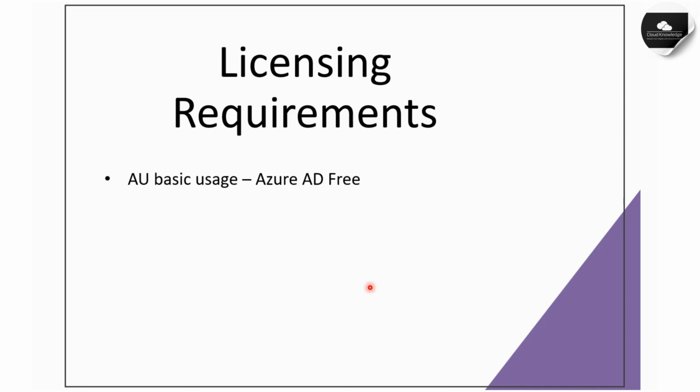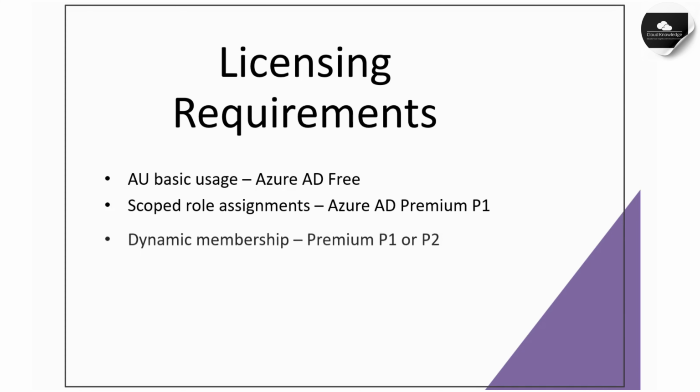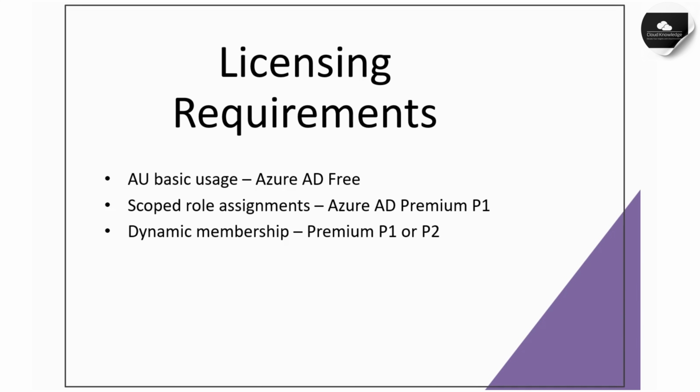After that, what are the license requirements, like what we require to create an AU? So AU basically uses Azure AD Free, meaning that if you have an Azure AD Free license, you can create the AU in your environment. You should have Azure AD Premium 1 for scoped role assignment, that is, for assignment of the roles. If you want to use dynamic membership, then you need to have P1 or P2 with it.